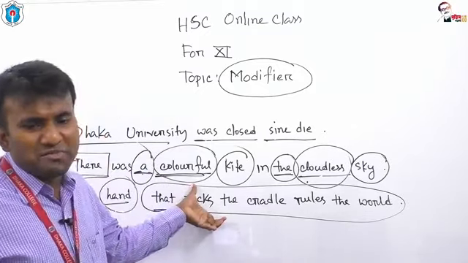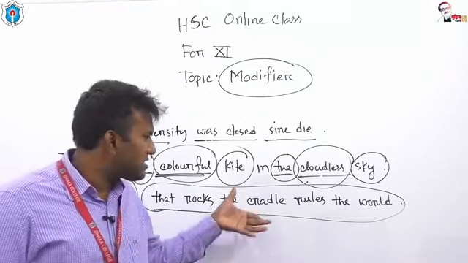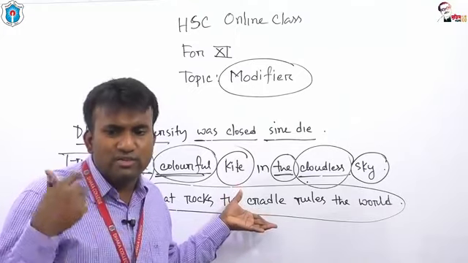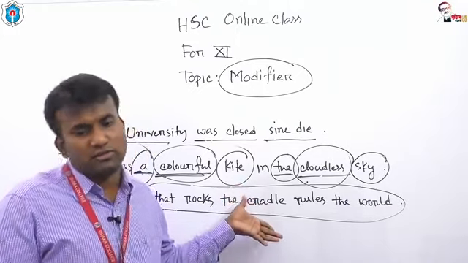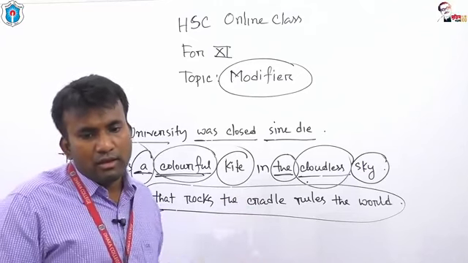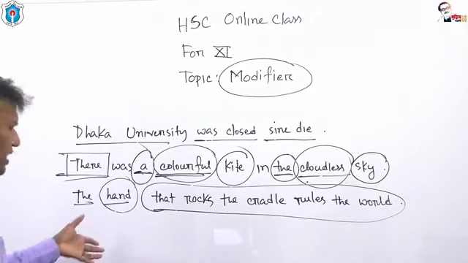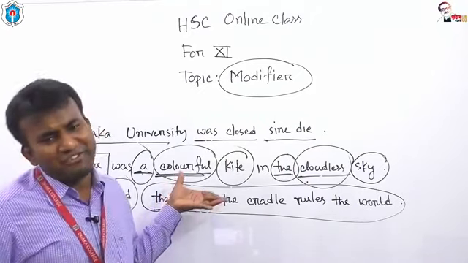This is an adjective clause because this clause modifies a noun or pronoun. This clause is working as an adjective. That's why we can say it's an adjective clause. Okay. Now, my dear students, this clause has become a modifier.